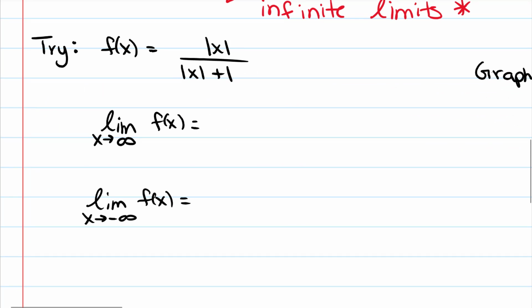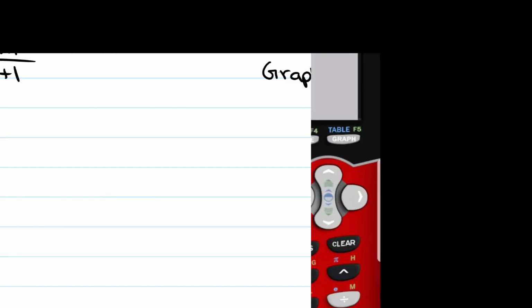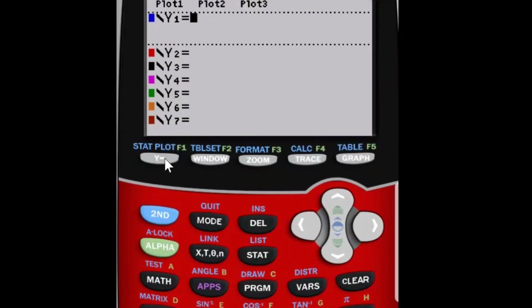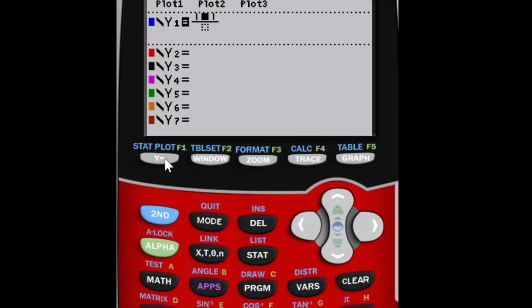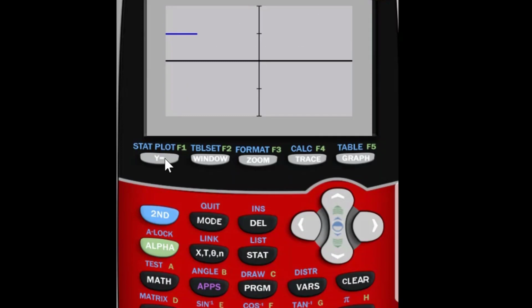So the first thing we need to do is graph it. If we graph it on your calculator, it'll look like this. To graph this on your calculator, you're going to hit alpha y equals enter to get that fraction. And to get the absolute value bar, you're going to push alpha F2, and you'll get these shortcuts. And so we want the absolute value.